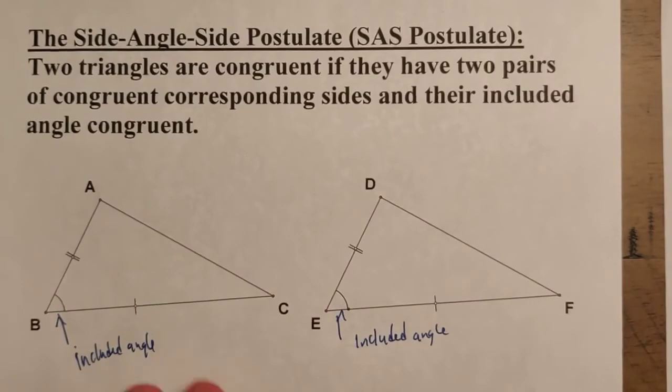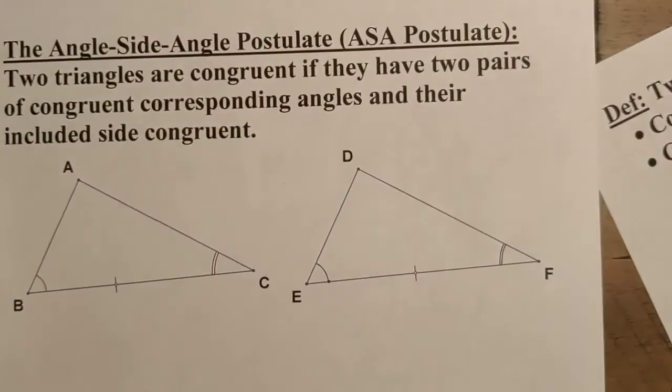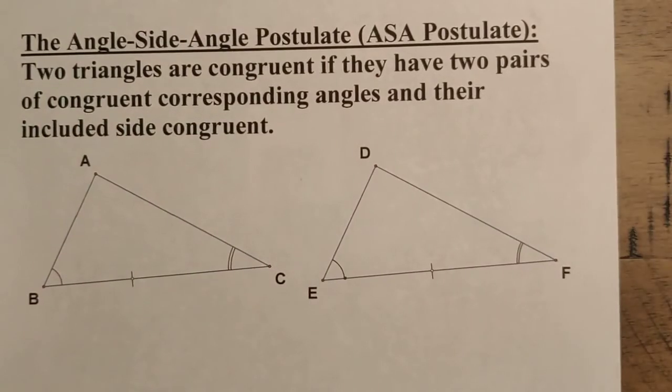And the third of the major postulates that we're going to be looking at is basically sort of the reverse of side, angle, side. We're going to refer to this as angle, side, angle. So this here is the angle side angle postulate. We can say that two triangles are congruent if and only if they have two pairs of congruent corresponding angles and their included side congruent.